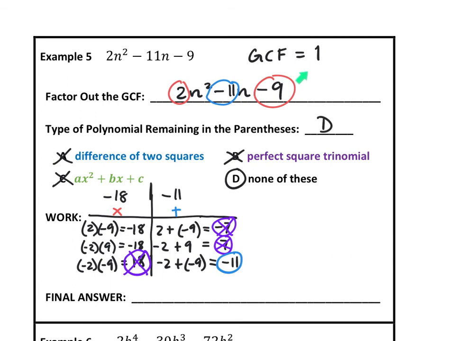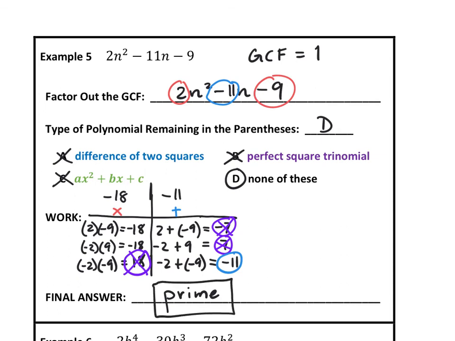So my GCF was 1. None of the methods worked. And so can this example be factored? No. Right? So again, if your GCF is 1 and none of the methods worked, then your answer is prime. So this example is prime.